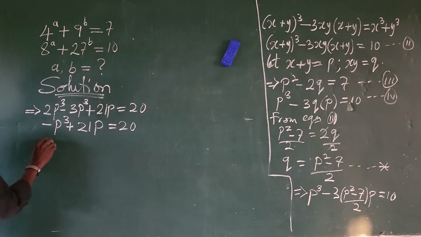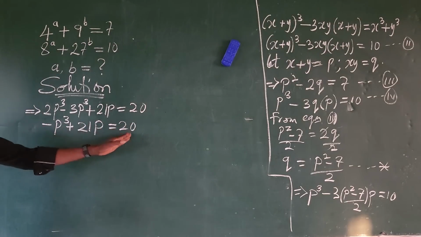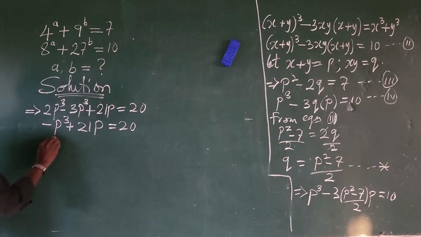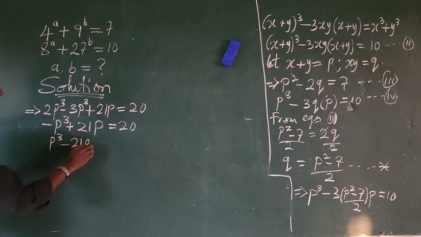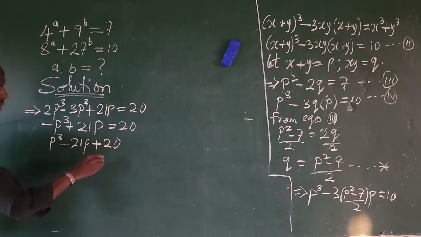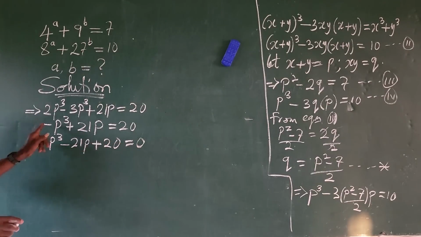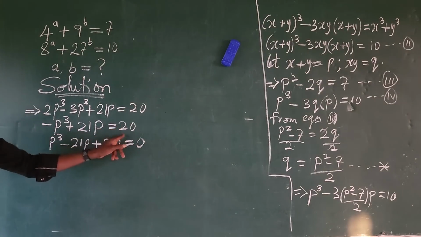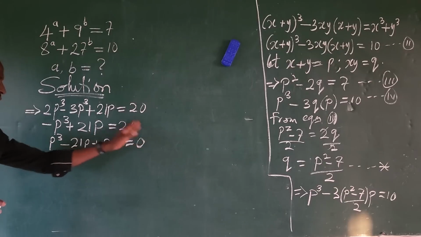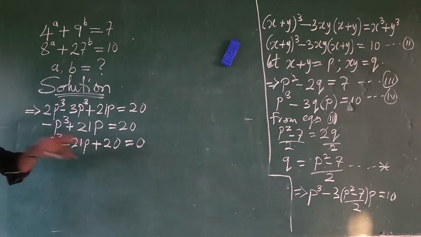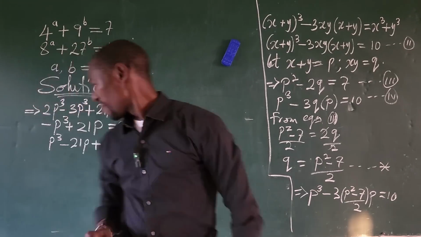Rearranging, we multiply by minus, then bring this to this side to give us p to the power of 3, then minus 21p, then plus 20 is equal to 0. How? Because if we multiply through by minus, here we're going to have minus 20, and once it crosses the sign of equality, it turns to plus. Any confusion so far? No.